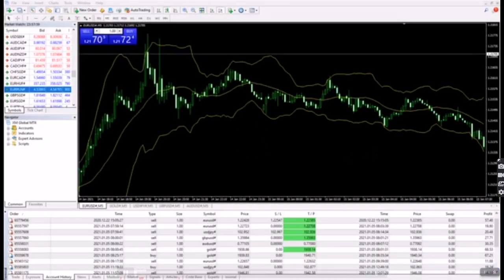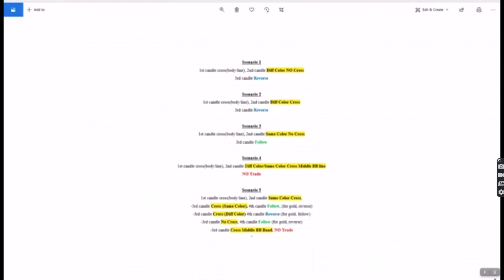Welcome back. This lecture will go through scenario 2. Okay, refer back to the guide. Scenario 2 means that the first candle crosses either the top Bollinger Band line, the upper band, or the lower band. Remember, ignore the middle band. Okay, the second candle is a different color and it crosses. Then on the third candle, you do a reverse.